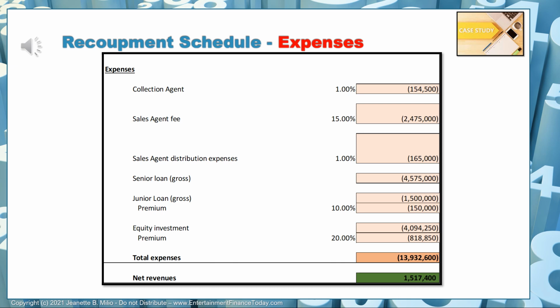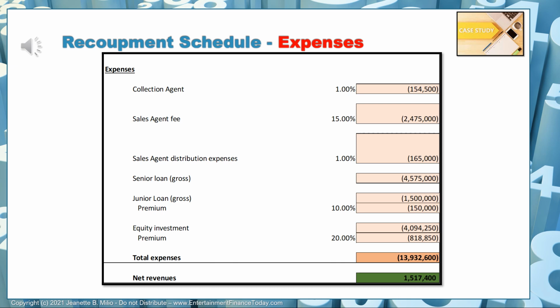Next is the expenses that the sales agent will charge for all the various things they do. They go to the markets, the Cannes Film Festival, the American Film Market. They have to pay for a booth. They have to have meetings with buyers, and all these costs that are related to selling our movie in the marketplace are 1% of whatever the sales are, and that is $165,000. And when we look at the sales amount again that we have generated, this is basically 1% of $16,500,000, and the 15% sales fee is 15% of $16,500,000, because those are all the sales altogether.